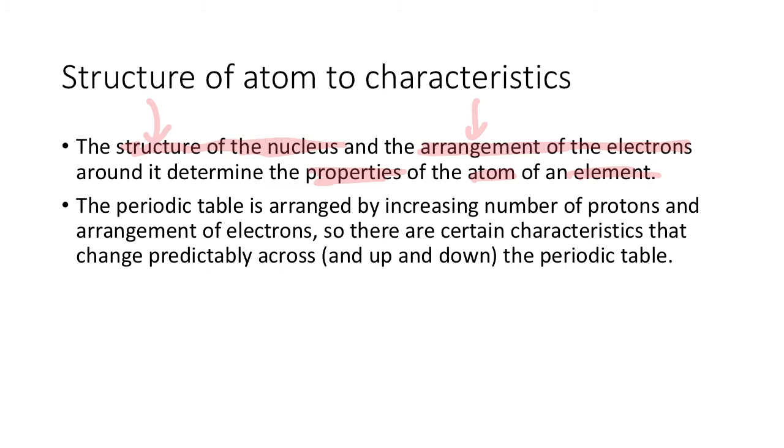And so, since the periodic table is arranged by increasing number of protons, so going from one proton to lots of protons, and the arrangement of electrons, so we talked about that in the orbital arrangement, where we've got the s orbitals, the p orbitals, the d orbitals, and the f orbitals, and the s, p, d, f blocks, right? There are certain characteristics that change predictably across, that means left and right, and up and down as well, the periodic table. Because they're arranged by protons, which is the structure of the nucleus, and the arrangement of the electrons, there are characteristics that change predictably, which we call trends across the periodic table.